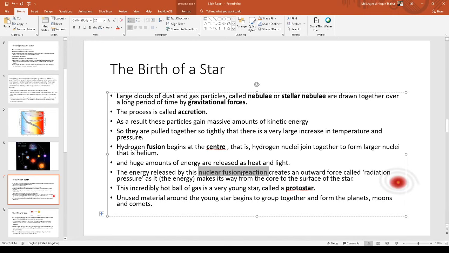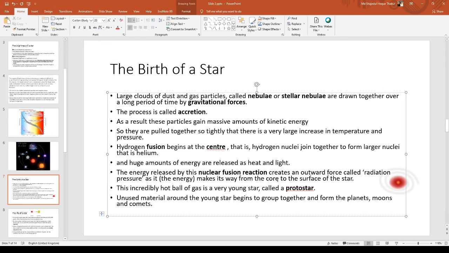As it releases a huge amount of energy, this energy tries to escape from the center to the surface. This propagation of energy produces an outward force, and that outward force is called radiation pressure, which we learned in the last class. So the nuclear fusion reaction at the core of the star produces a huge amount of energy, that energy wants to travel to the surface, and so it produces an outward force called radiation pressure.